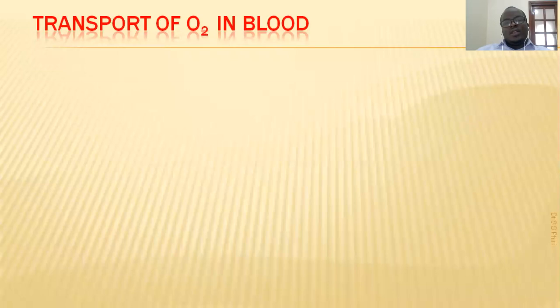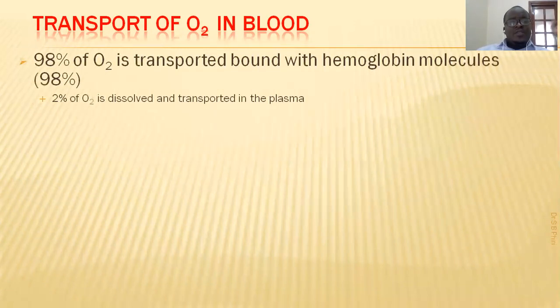Let's look at the transport of oxygen in the blood. So mainly we're looking at the function of red blood cells. In as much as I'm generalizing this to say transport of oxygen in blood, I'm more interested in the function of the red blood cell itself in the transportation of oxygen. Okay, so 95% of oxygen is transported bound with hemoglobin molecules. So 95% of oxygen after gaseous exchange in the lungs will combine with adult hemoglobin for transportation. Then you have 2% of oxygen that will dissolve and be transported in plasma. So this is a general function of blood with regards to transportation of oxygen. But I'm interested in the portion that will bind with the hemoglobin, because the hemoglobin is part of the red blood cell structure.